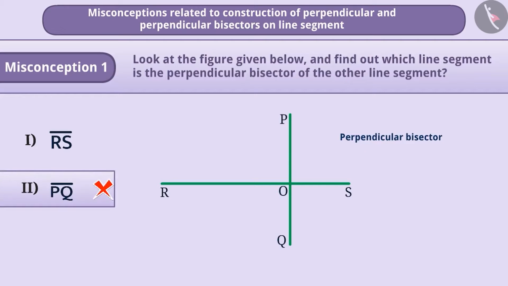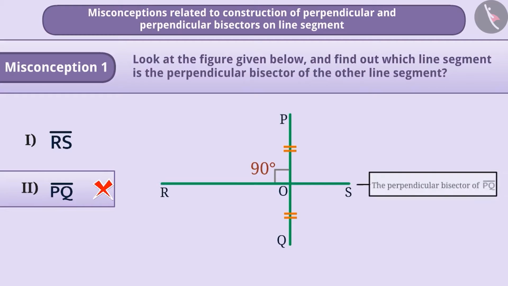Since here an angle of 90 degrees is formed between line segment RS and line segment PQ, and at the same time line segment RS seems to divide line segment PQ into two equal parts, line segment RS is the perpendicular bisector of the line segment PQ. Hence, option 1 is the correct answer.